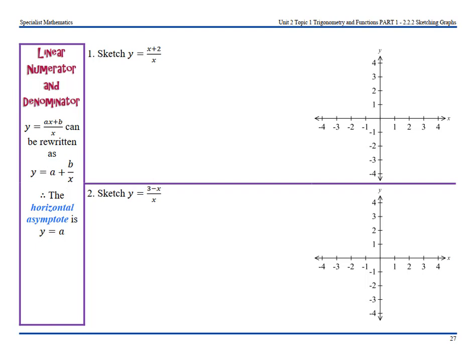Linear numerator and denominator. So if I have y equals ax plus b over x, it can be written as y equals a plus b over x. So we're splitting that fraction like we've done in methods. And our horizontal asymptote will be y equals a.